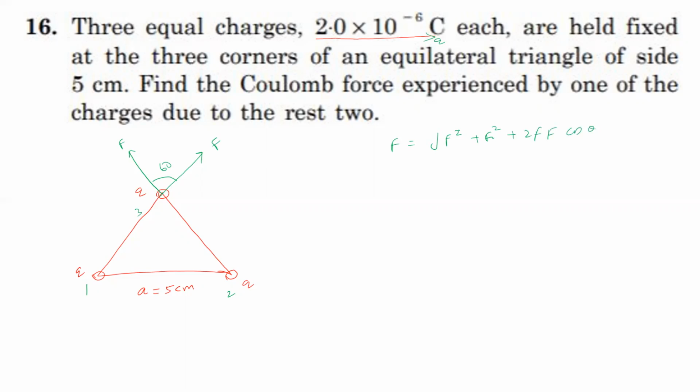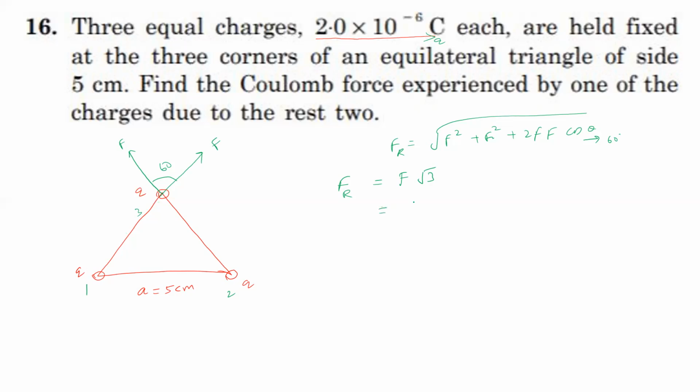Here F1 and F2 are equal because the magnitudes of the charges are equal and the distance by which the charges are separated is equal. Substituting theta as 60 degrees, we get the resultant force as F root 3, where F is the force between two charges.